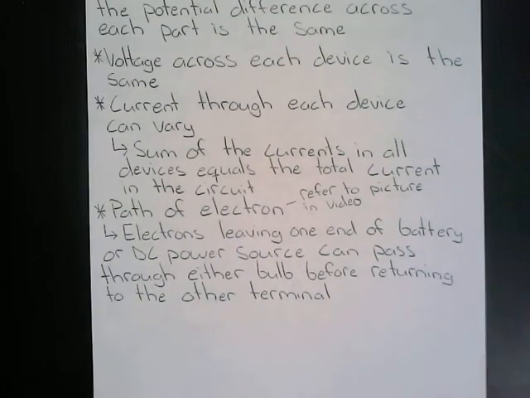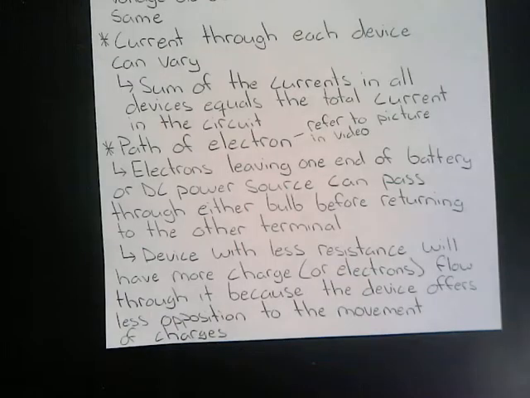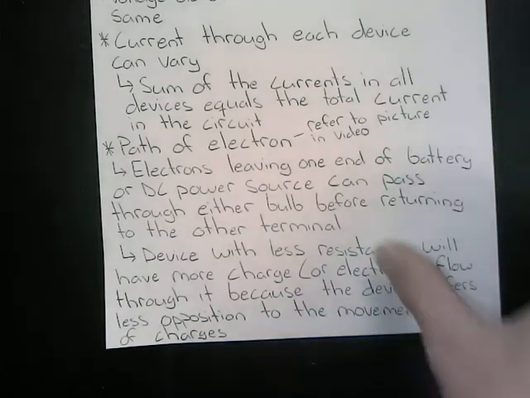Now, with that in mind, the device with the least resistance will have more charge or electrons flow through it because the device offers less opposition to the movement of charges. Now, there's one more point that I want to make here with this picture, and I'm going to have to grab another sheet of paper here. But I'm going to have the picture shown, and we'll talk about our final point.